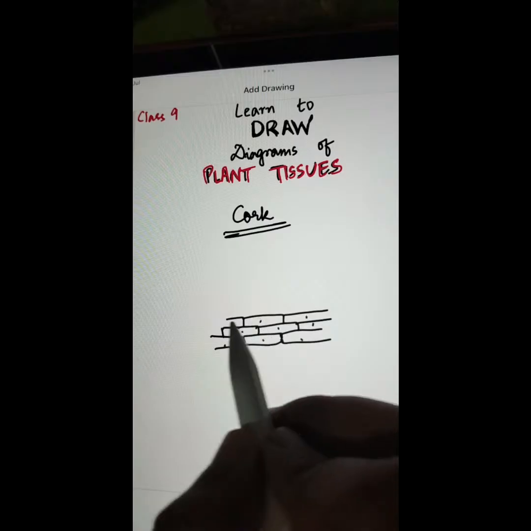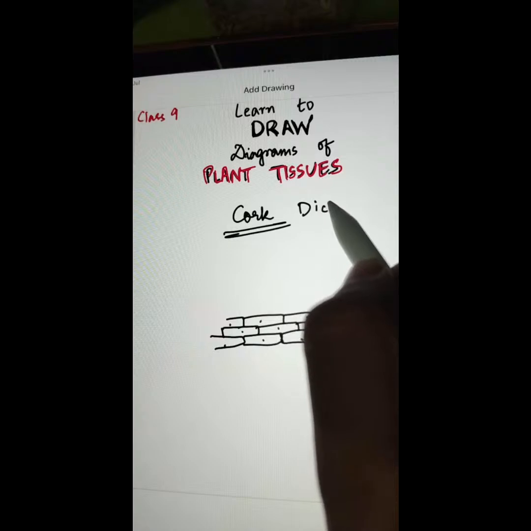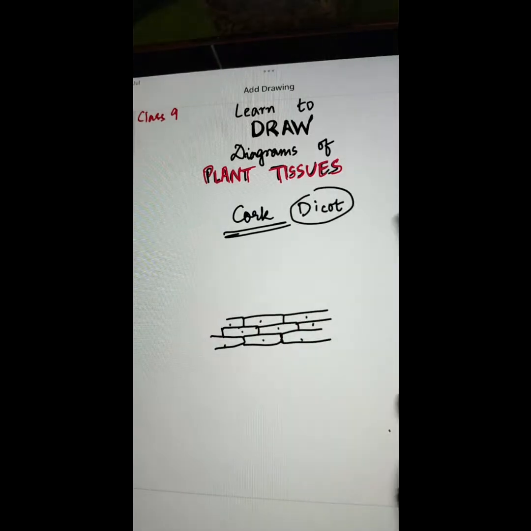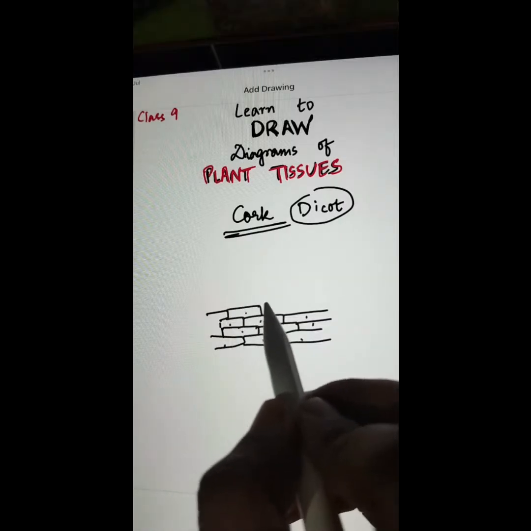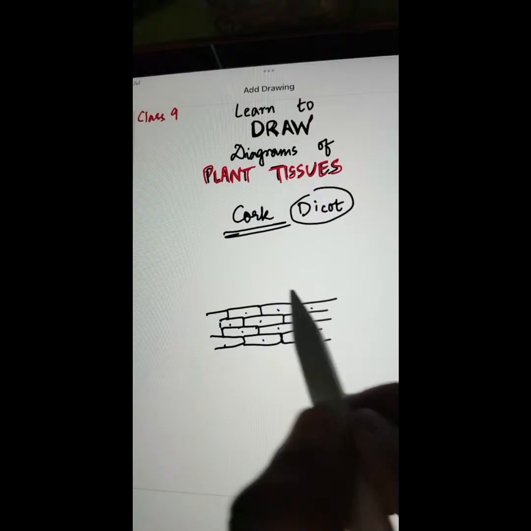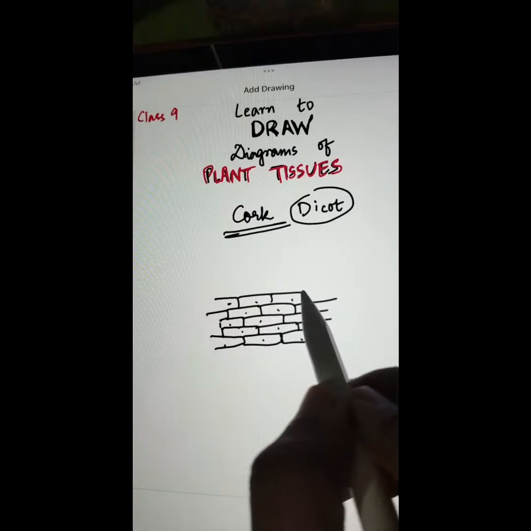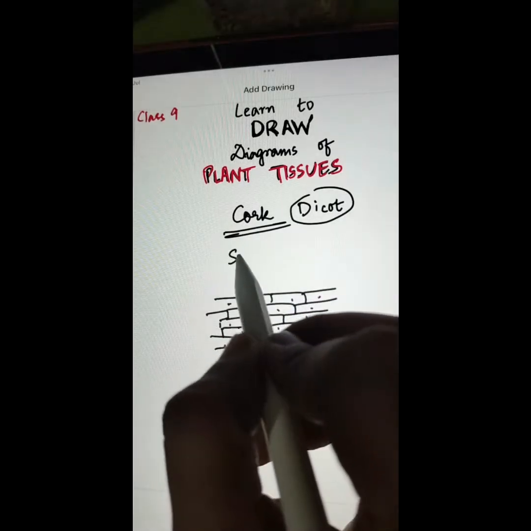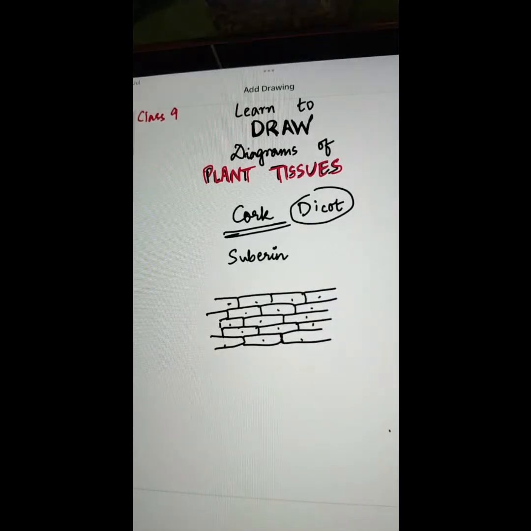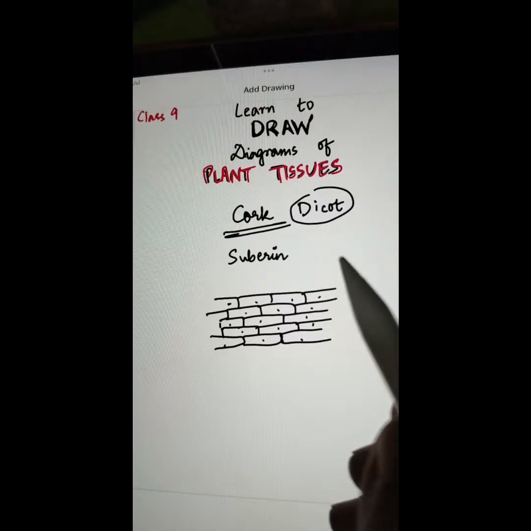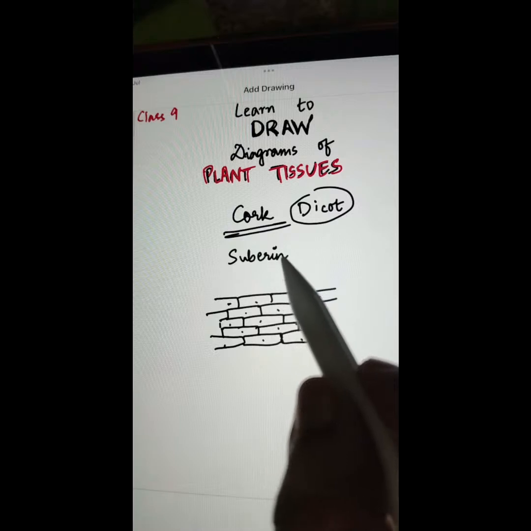So what are these? These are the cork cells, and cork is only found in the dicots. In case you have not heard about it, you can replay this video again, because I've already explained earlier what dicot plants are. So this is how you should make the cork. And cork also has a chemical substance which is known as suberin. Suberin is impervious to water, and it is impervious to gases. So this is another protective tissue that you need to study in class 9.